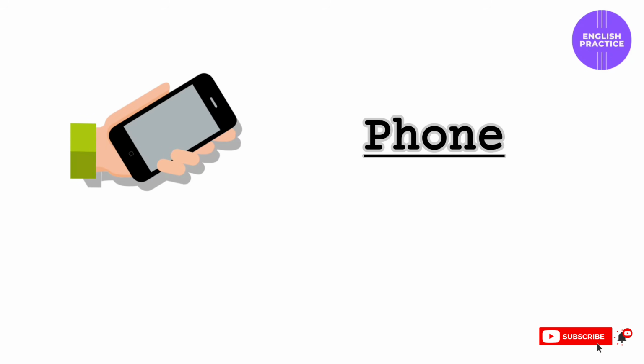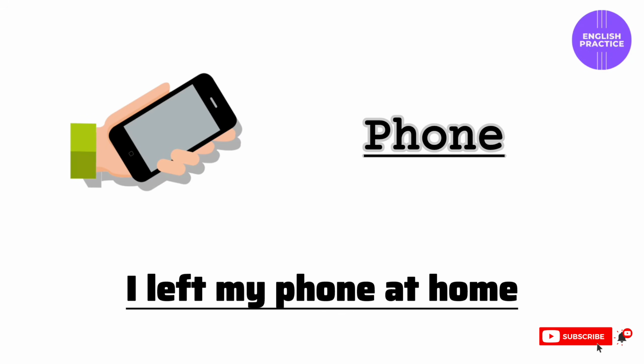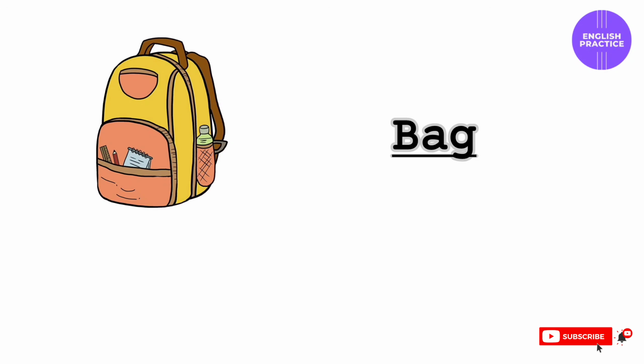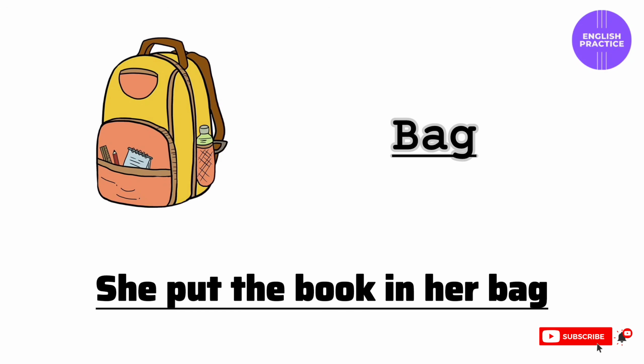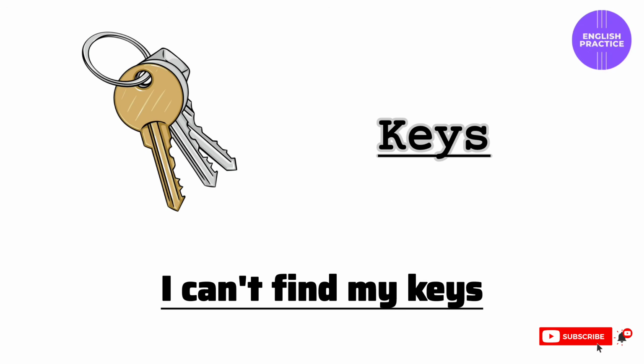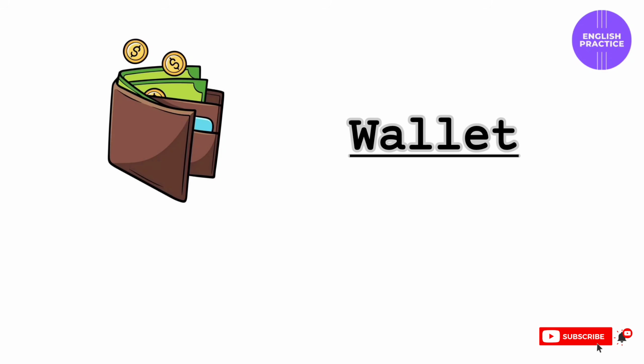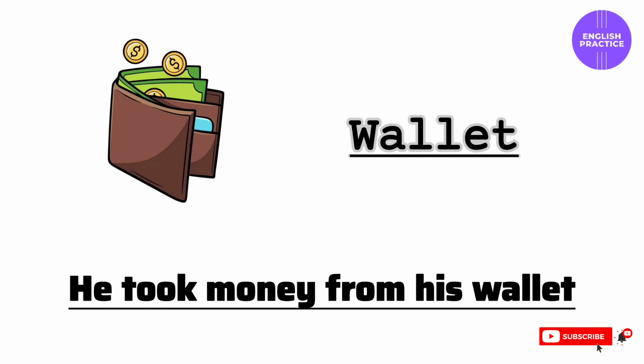Phone. I left my phone at home. Bag. She put the book in her bag. Keys. I can't find my keys. Wallet. He took money from his wallet.